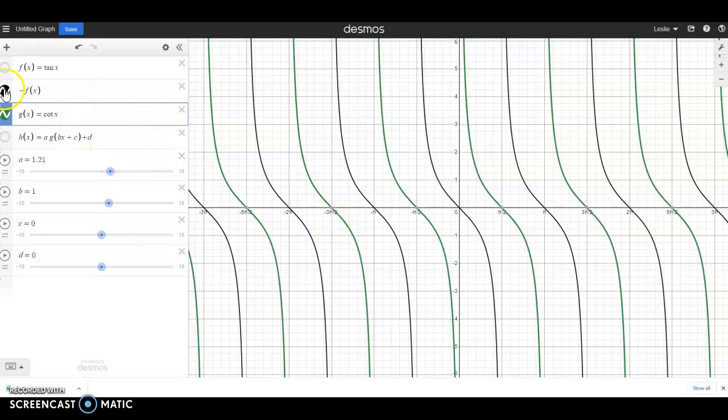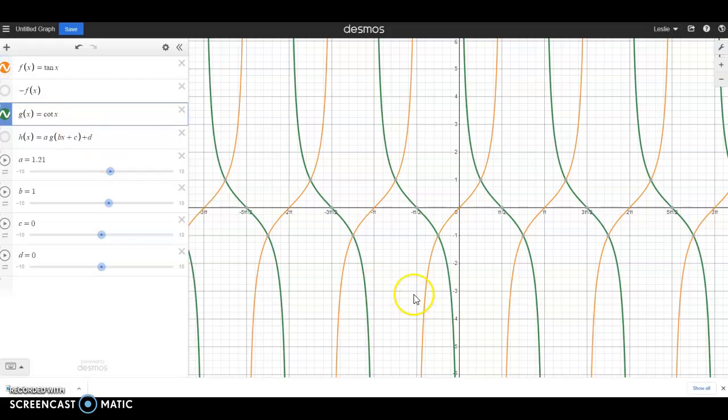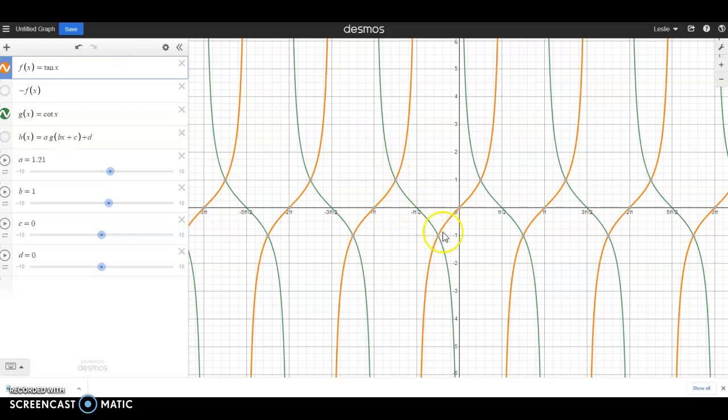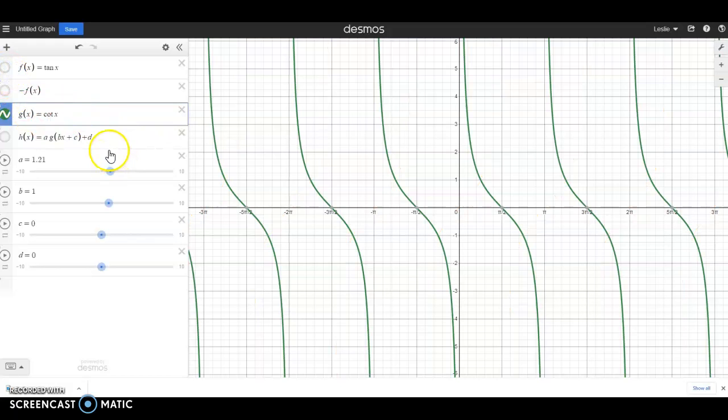But now if I graph tangent and cotangent at the same time, hopefully you'll remember that it's not quite as obvious as just flipping it over the x-axis. Where tangent has a 0, the green graph, cotangent, has an asymptote. And where the orange graph, tangent, has an asymptote, the green graph has a 0. So that's cotangent.